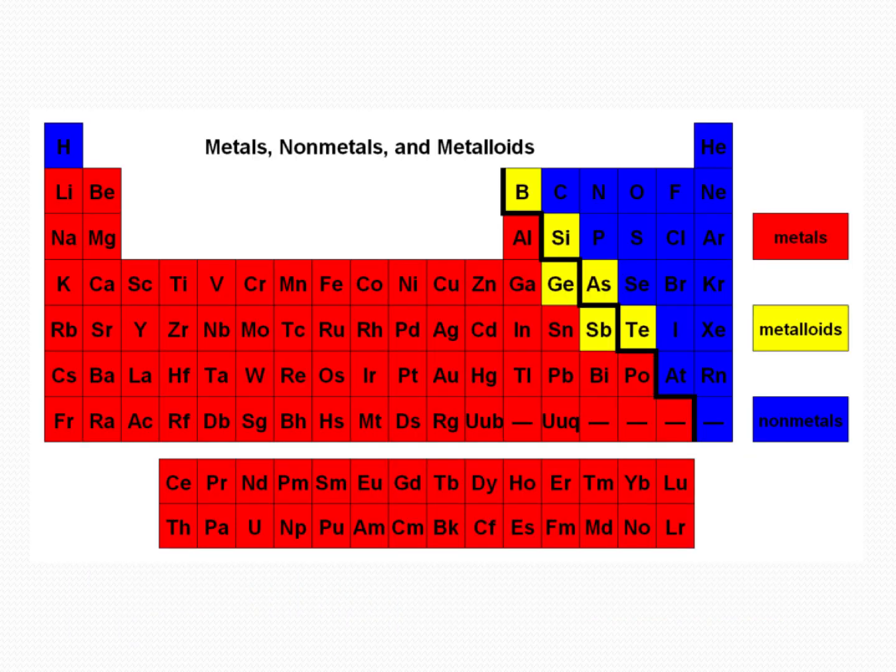All right, so now we're going to take just a few minutes to shade our periodic table, or outline our periodic table, in these three categories. Metals are red, non-metals are blue, and the metalloids are yellow. So I'm going to give you a couple minutes.